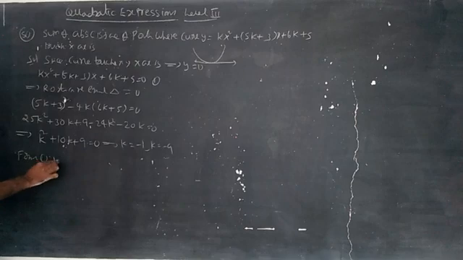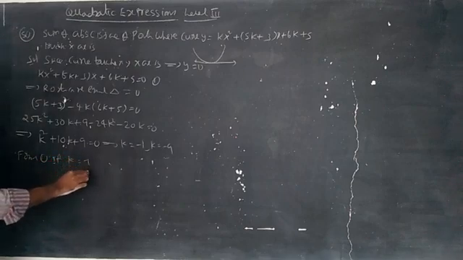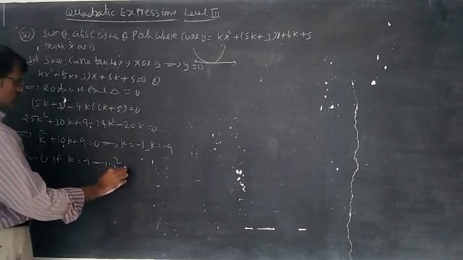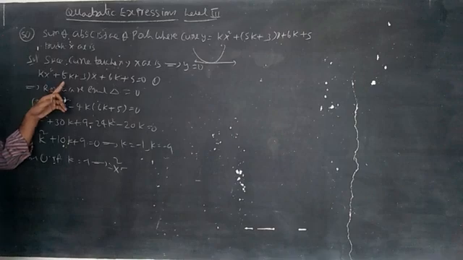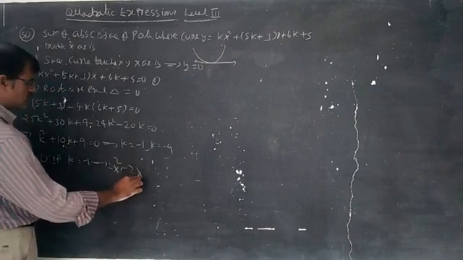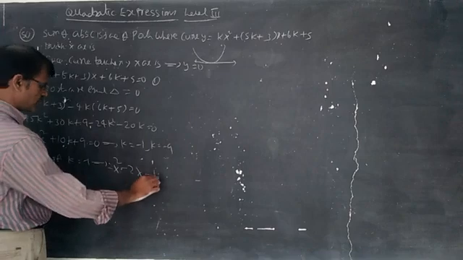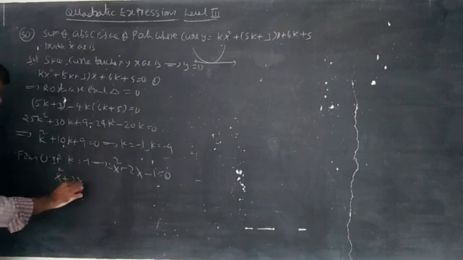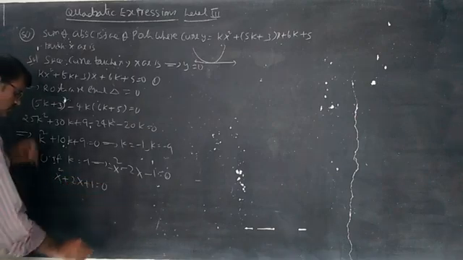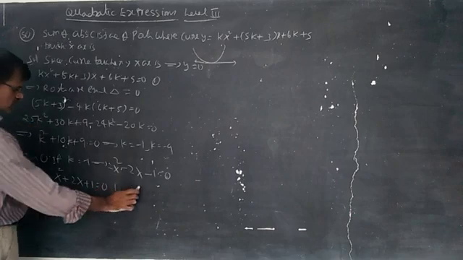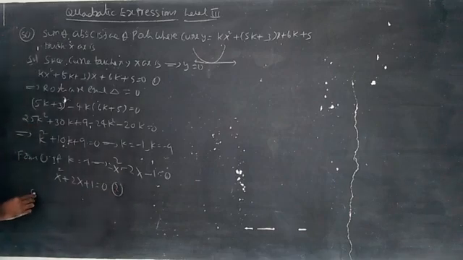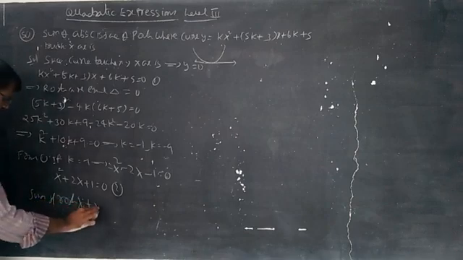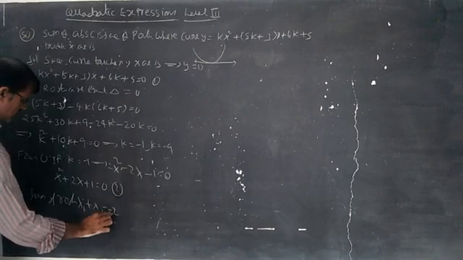From 1, if k is equal to minus 1, substitute here. Minus x square, 5 into minus 1 minus 5 plus 3, so minus 2x, minus 6 plus 5 minus 1 equal to 0. So x square plus 2x plus 1 equal to 0. Keep aside. Now this is the second equation. Here the sum of roots x1 plus x2, I am writing, is equal to minus 2.